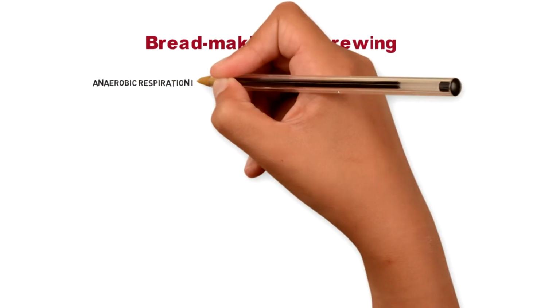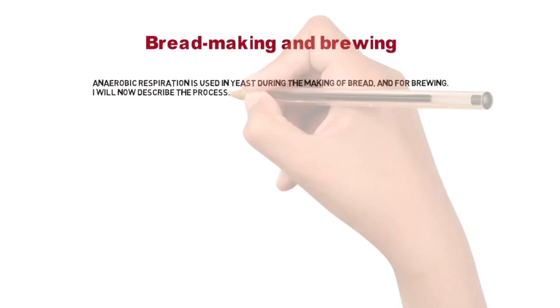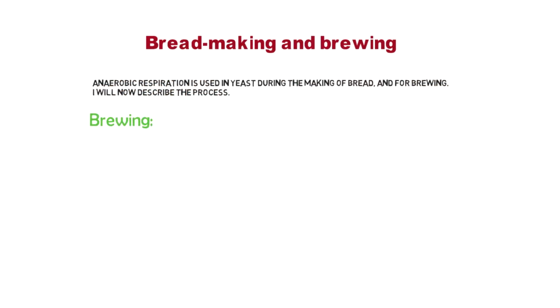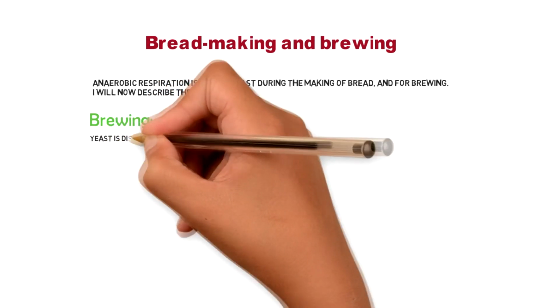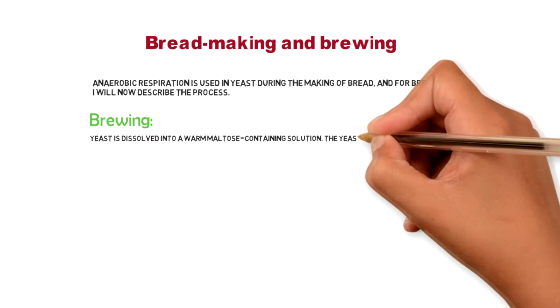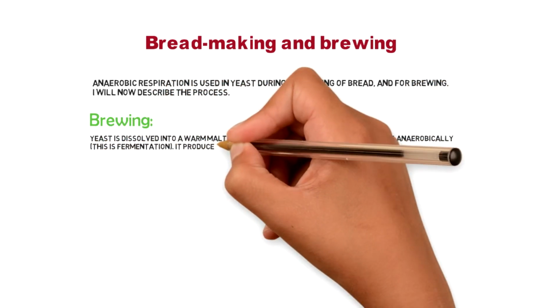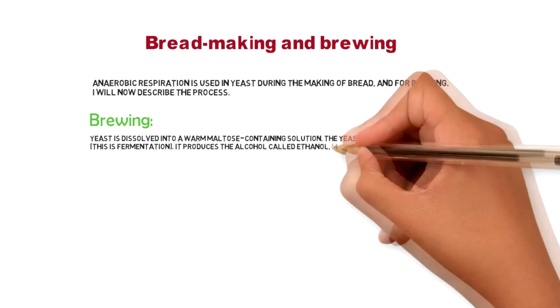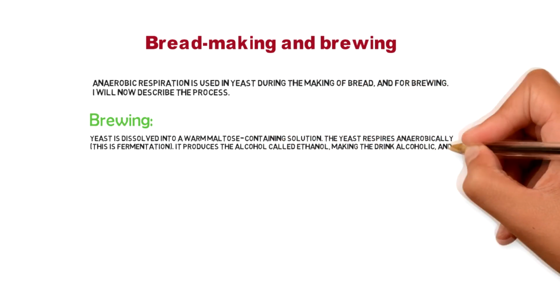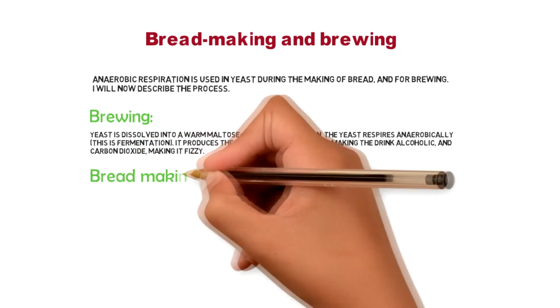Anaerobic respiration is used in yeast during the making of bread and for brewing. I will now describe the process. Brewing. Yeast is dissolved into warm maltose-containing solution. The yeast respires anaerobically. This is called fermentation. It produces the alcohol called ethanol, making the drink alcoholic, and carbon dioxide, making it fizzy.